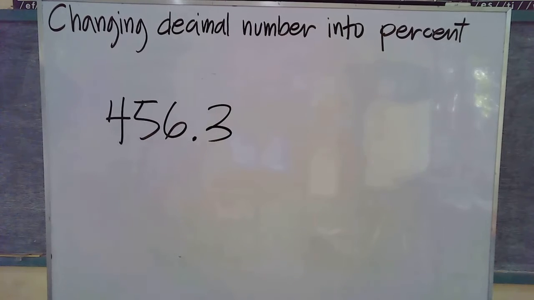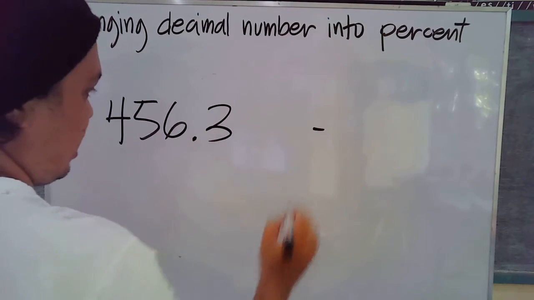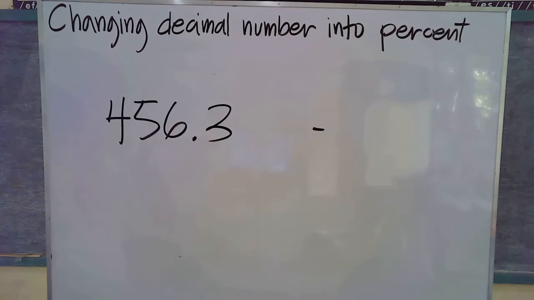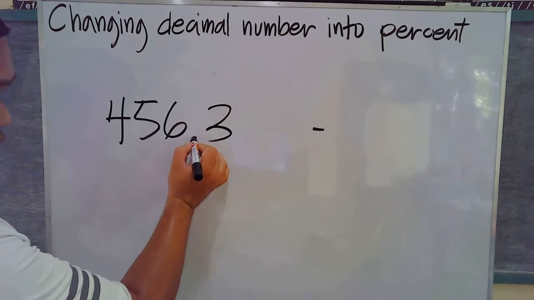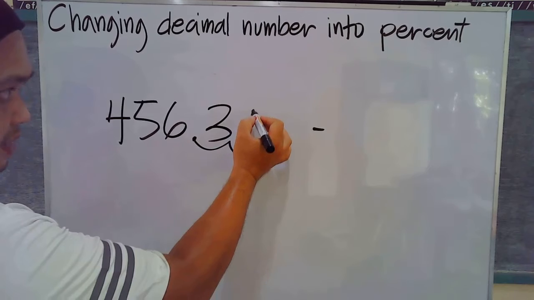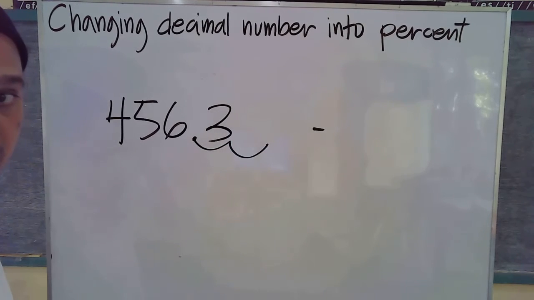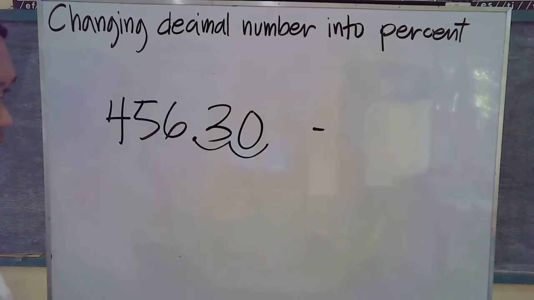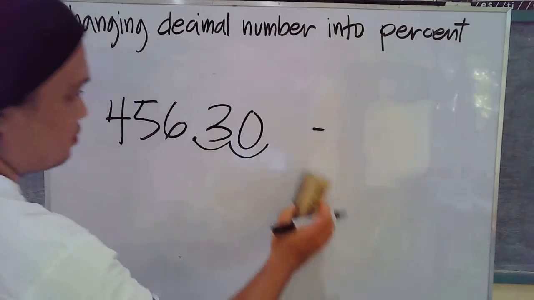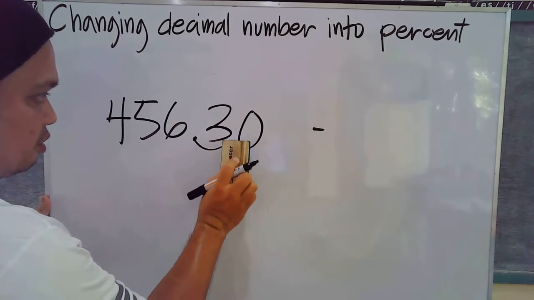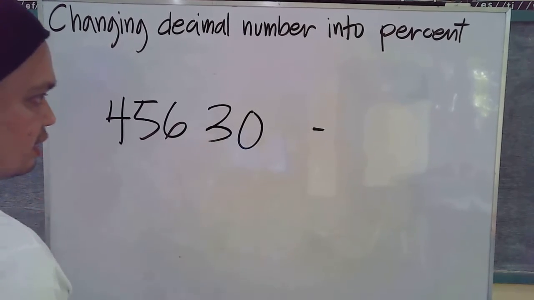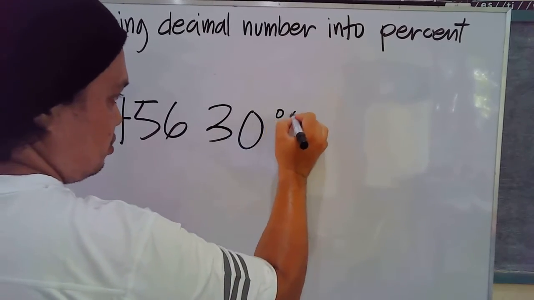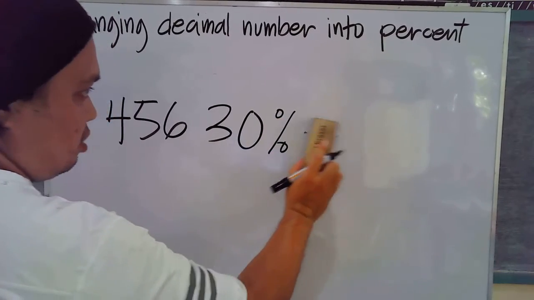Okay, we have 456.3, and we want to change that into percent. The same procedure. How? By moving the decimal point to the right 2 steps, 1, 2. So we have a blank number here for our place value. So what we need to do is put some 0 on it. And we have here the decimal point. So we can drop now the decimal point because there are no numbers after it, and change the decimal point into percent. So that is your answer.